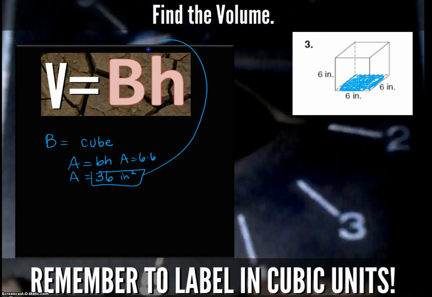That's going to go in for big B. So my volume, V, equals 36, and I multiply it by the remaining height. So to fill up that space, I'll need to multiply it by a 6. So my volume is 216 inches cubed. Whenever you see a V, you need to put a 3.